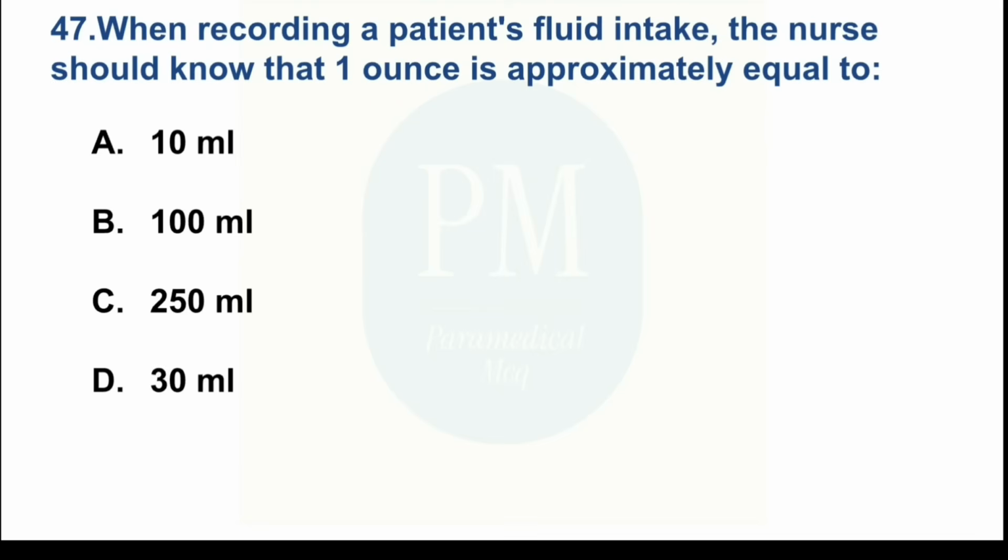When recording a patient's fluid intake, the nurse should know that 1 ounce is approximately equal to option A 10 ml, option B 100 ml, option C 250 ml, option D 30 ml. The correct option is option D 30 ml.